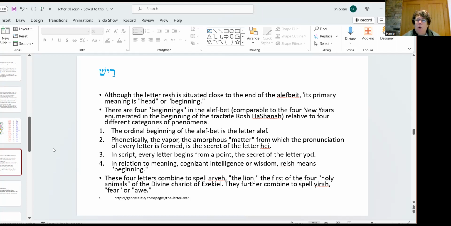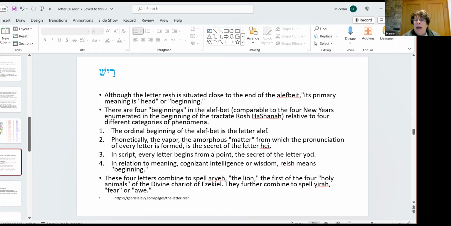And there are 4 beginnings in the AlefBet, very comparable to how we have 4 New Years. So we have not just Rosh Hashanah, which everybody knows about, but we've got the New Year for trees, and the New Year for animals, and the New Year for the king, I think. Just like in England, January the 1st is the start of the solar year. September is the start of the academic year. April is the start of the tax year. And we have spring coming in March as the start of the seasons here: spring, summer, autumn, winter. So everybody's got lots of New Years. So in Hebrew, there are the 4 starts.